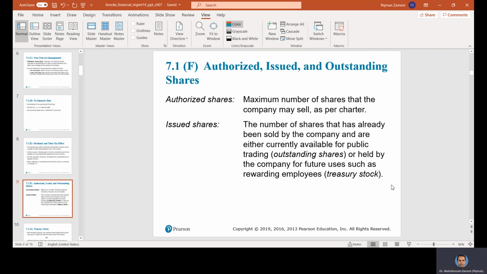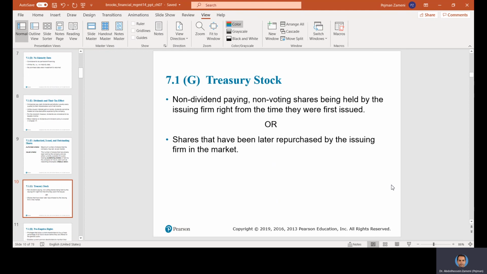Okay, authorized issues and outstanding shares. We need to know the definition of these particular terminologies and concepts. Authorized shares: the maximum number of shares that the company may sell as per charter. Issued shares could be categorized in two categories. The number of shares that have already been sold by the company and are either currently available for public trading, which is called outstanding shares, or held by the company for future uses, such as rewarding employees, which is called treasury stock.